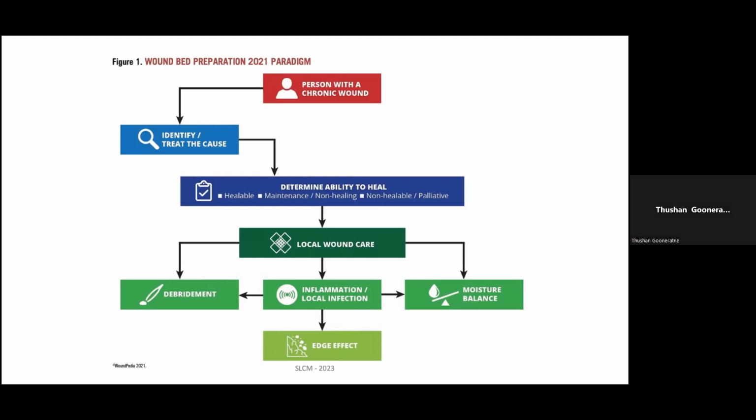But the end result, or the end idea, is to use local wound care to get the appropriate wound bed. Once that is done, either with debridement to have the best tissue, to control infection and inflammation, to control moisture, and to have the right appropriate edge effect, the wound will slowly heal.